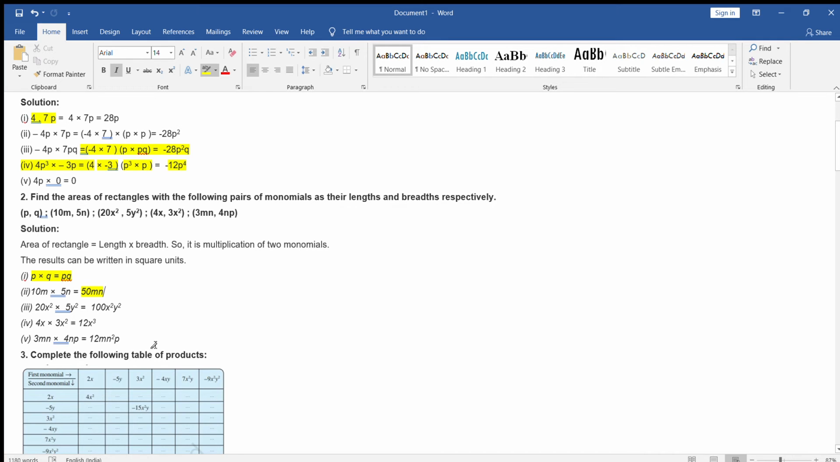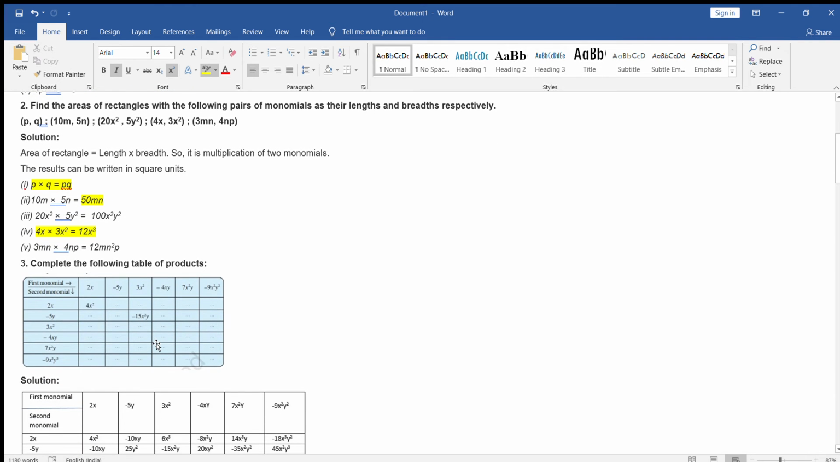For adding the power, see the fourth one: 4 into 3 will be 12. But when x is multiplied by x square, we add the powers. For x the power is 1, for x square the power is 2. So adding 1 to 2, we get x to the power 3. So our result is 12x to the power 3. Similarly we will solve the rest of the parts of question number 2.